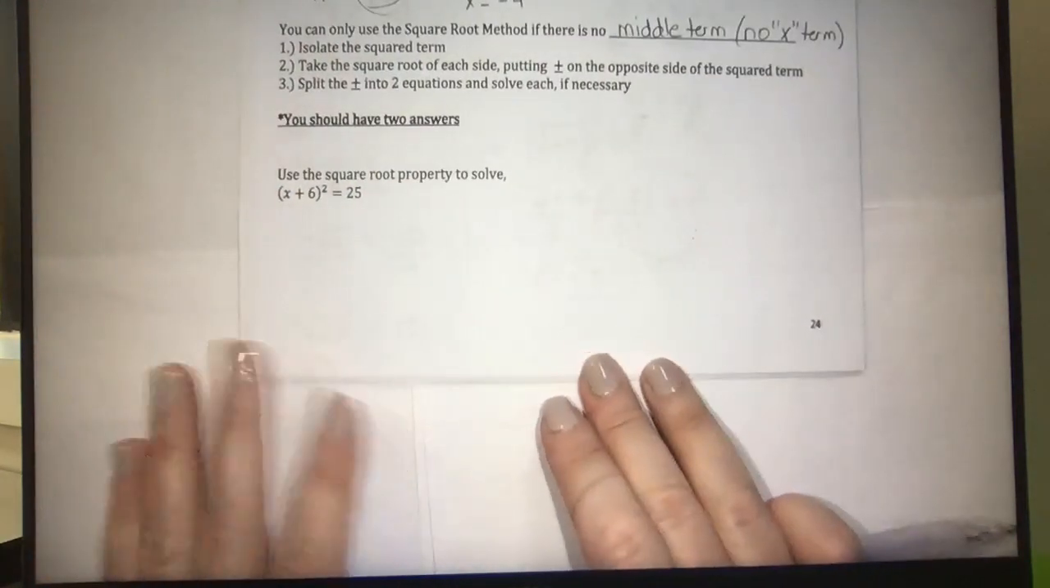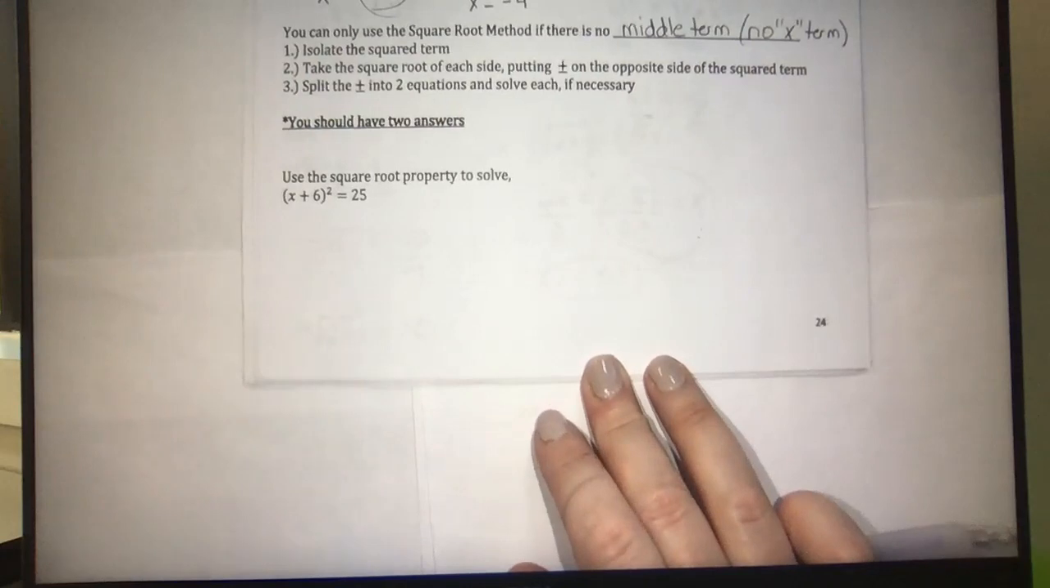Let's just do some quick examples. There's not many, and then I want to give us lots of time for quadratic formula. I ran out of time with my other class yesterday.